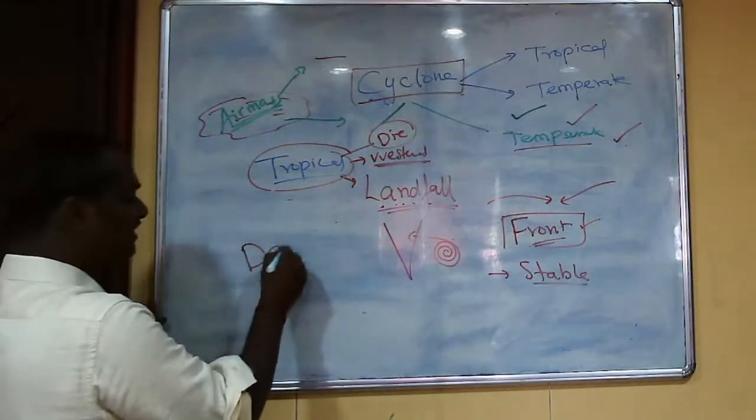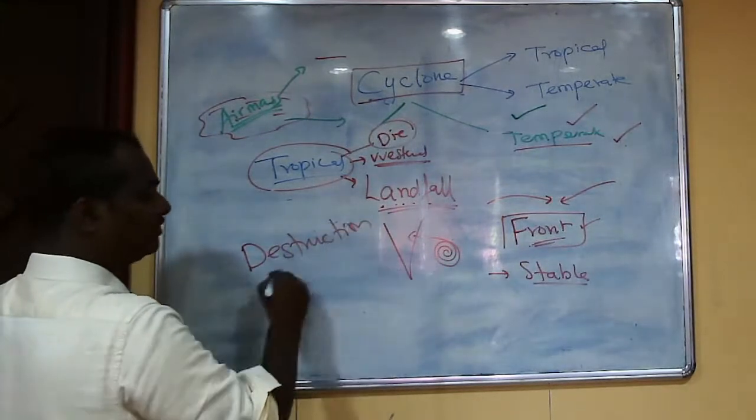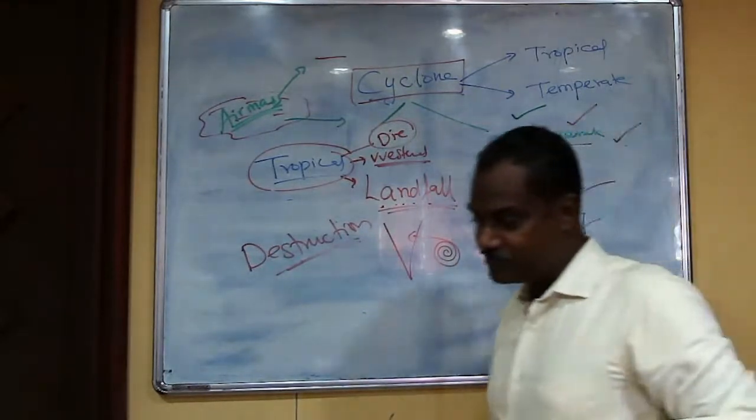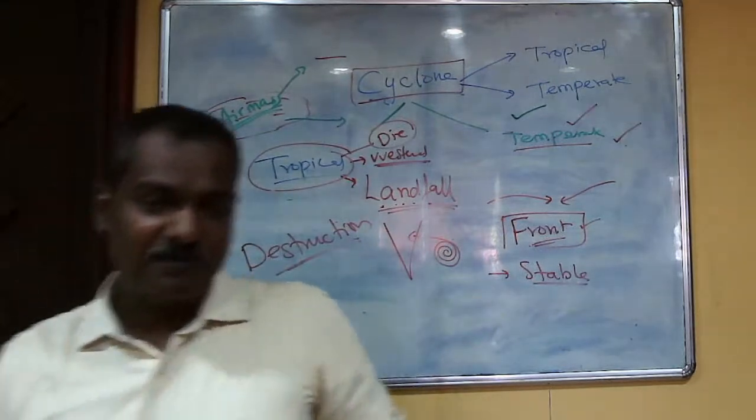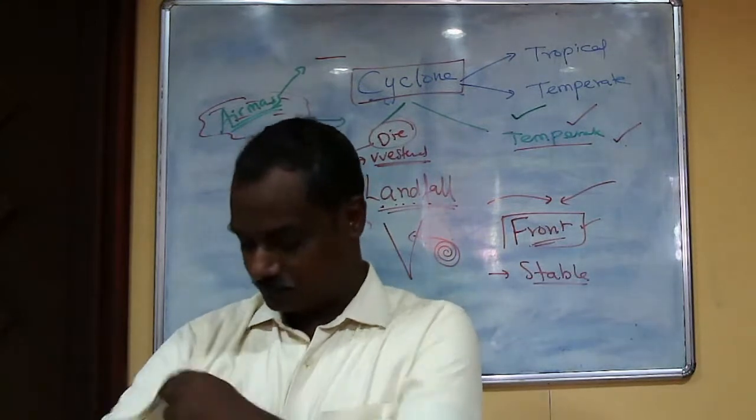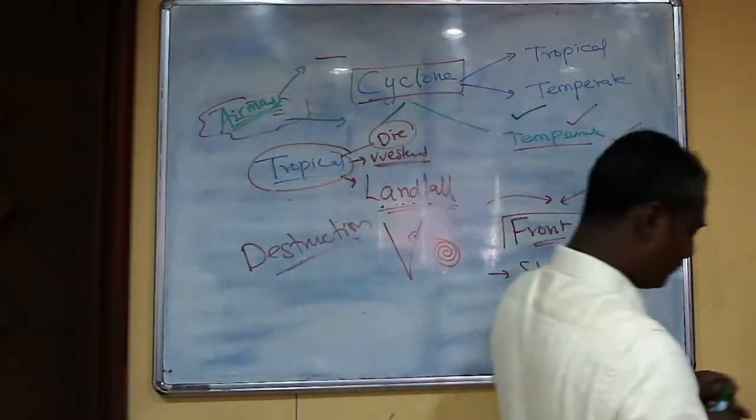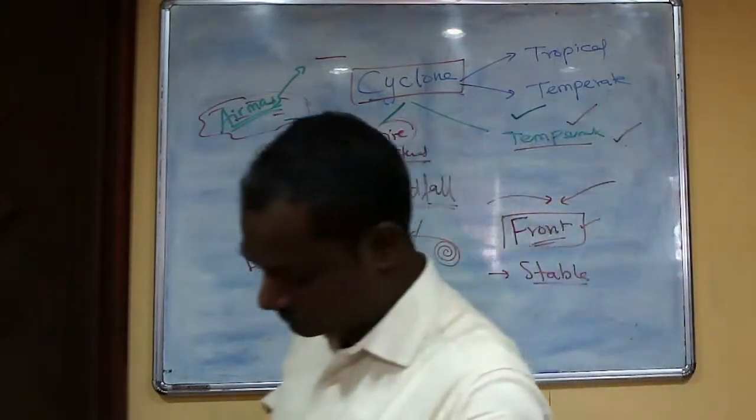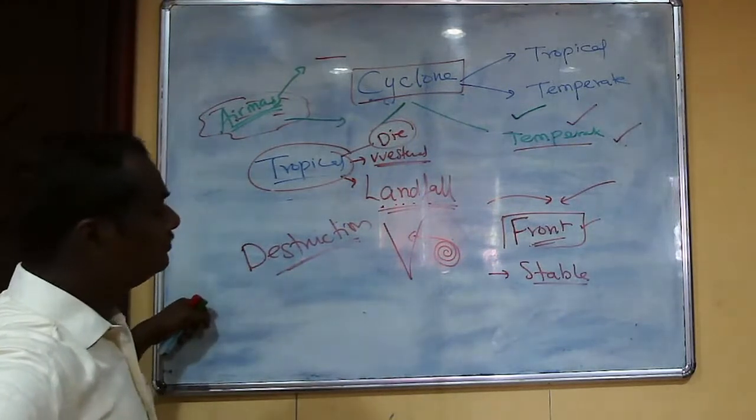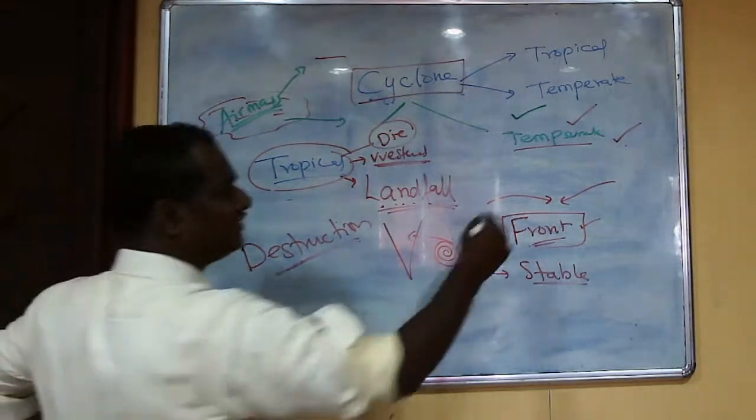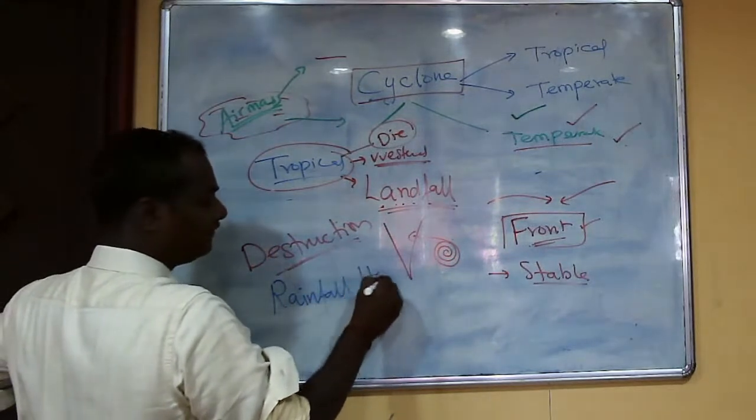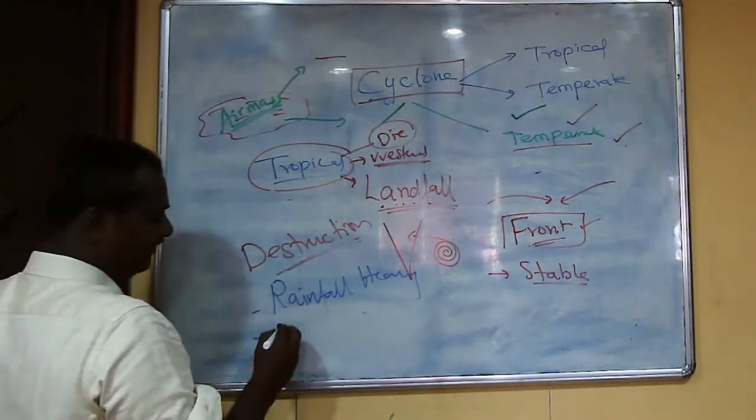But as far as destruction is concerned, tropical cyclones are highly destructive. But the temperate cyclone is not that destructive. Rainfall is also very heavy in the tropical cyclone. Then the wind speed is also very high.